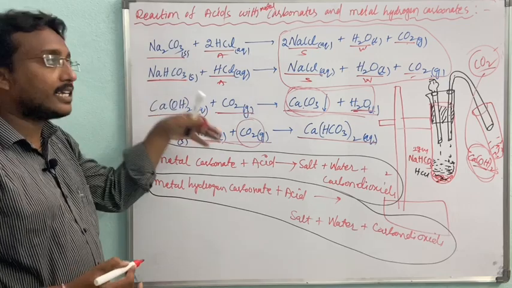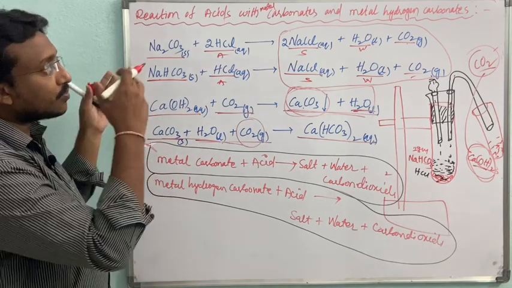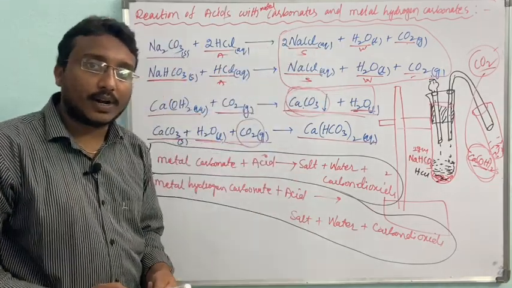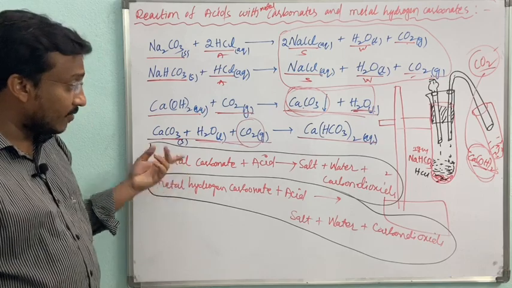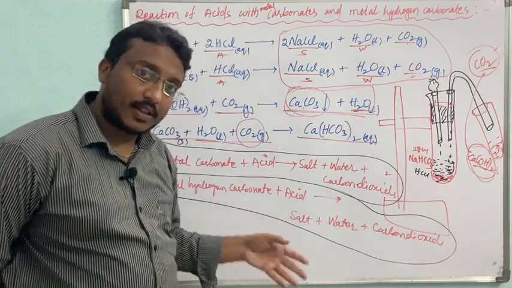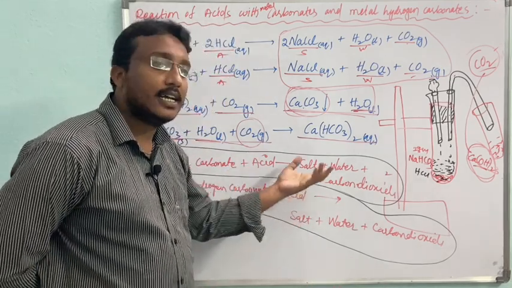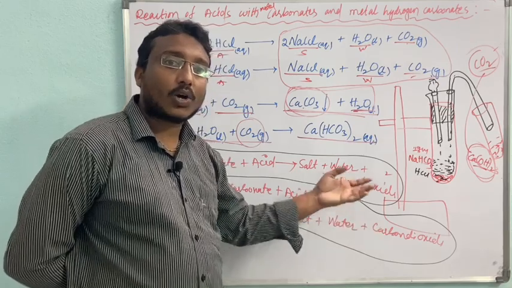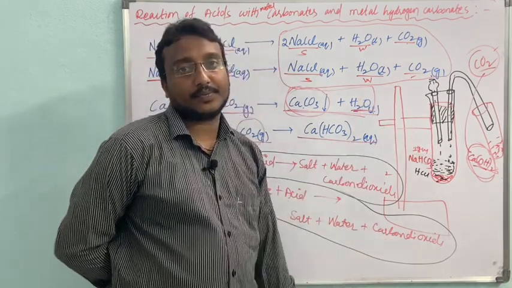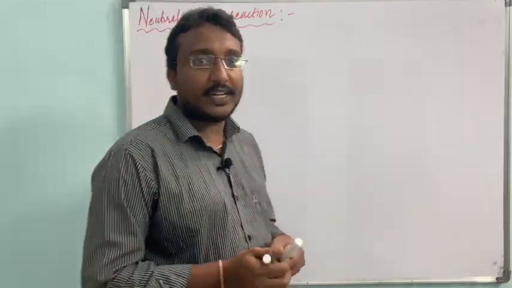In this way, the reactions take place when acids react with metal carbonates and metal hydrogen carbonates. These are the general reactions: when metal carbonates or metal hydrogen carbonates react with acid, we get the products salt, water and carbon dioxide gas. Got it? Now we are going to discuss one more activity.